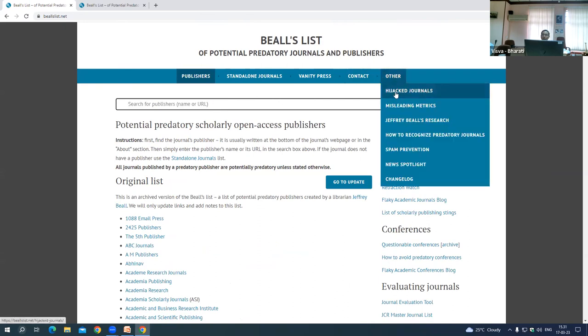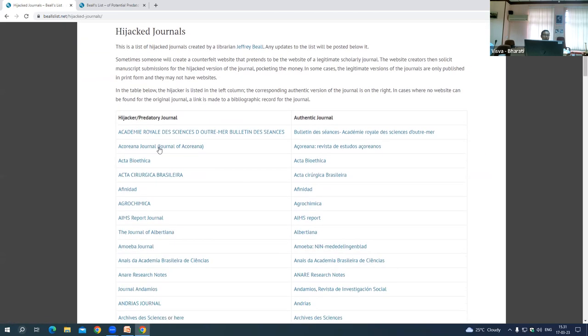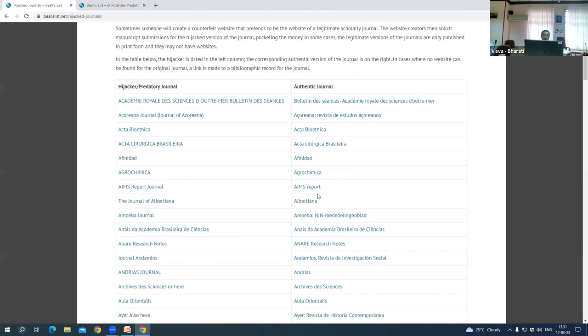And hijacked journals. You see, this is the hijacked or predatory journal, and this is the authentic journal. You will find the name is very close to the authentic journal. NRA Research Notes: here you see NRA is in small letters, while in the case of the authentic journal it is capital. So it's a very simple difference.